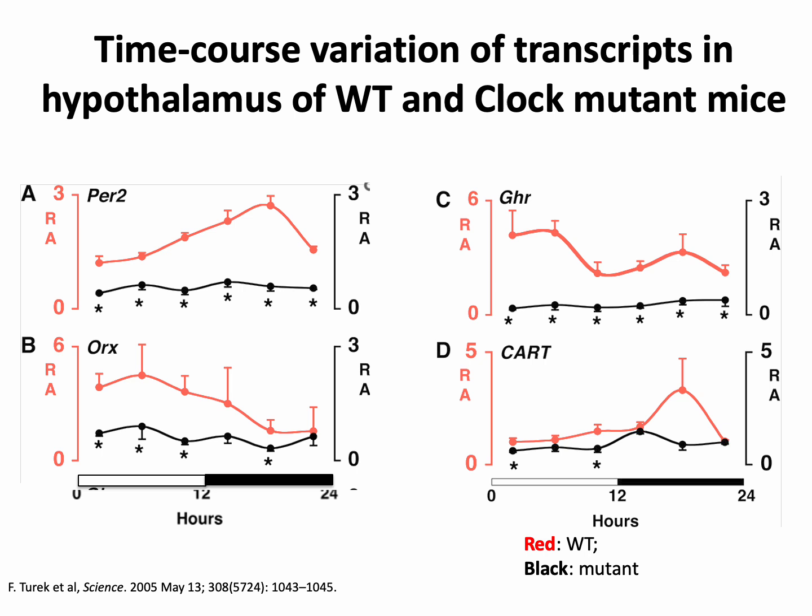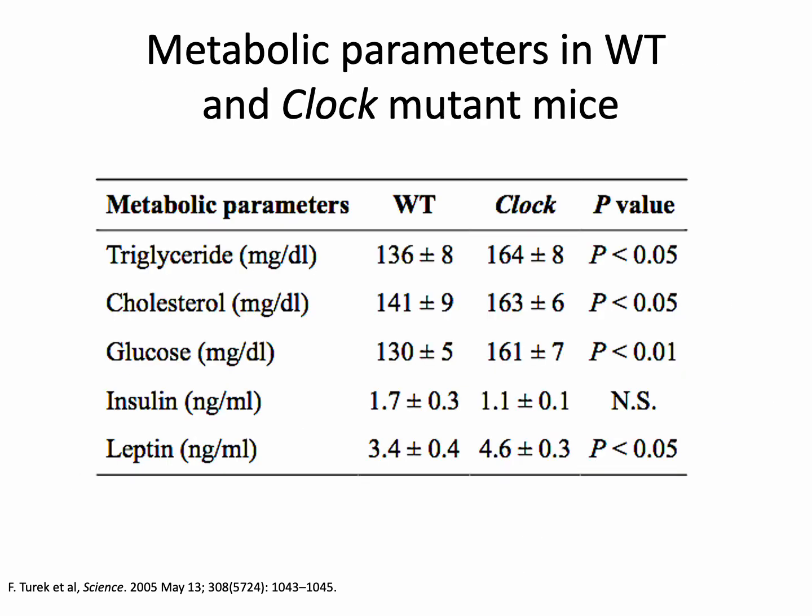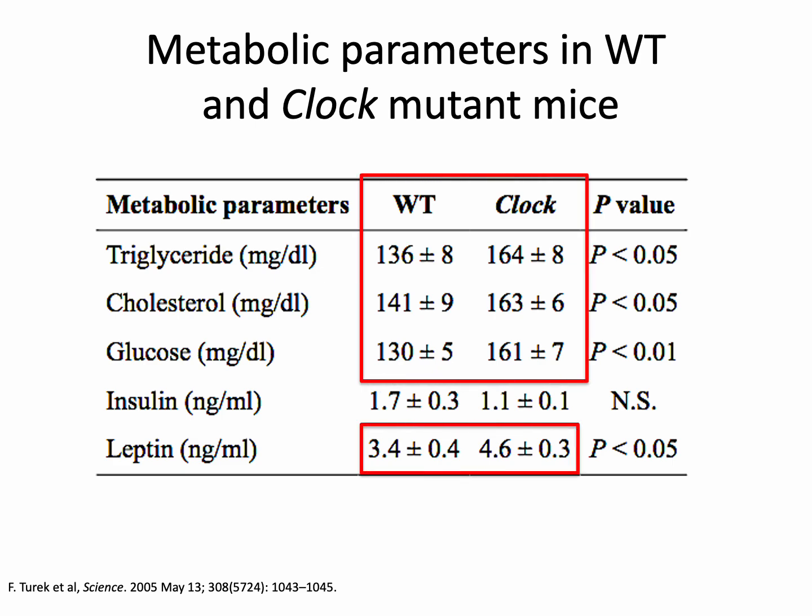And when they look at the time course, there are obvious changes between wild-type and mutant mice in diurnal rhythm and in the PER2 messenger RNA and selected hypothalamic peptides involved in energy balance. The red is the wild type and the black curve is the clock mutant. When they measured metabolic parameters, there was a significant increase in triglycerides and leptin, but no significant difference in the level of insulin.